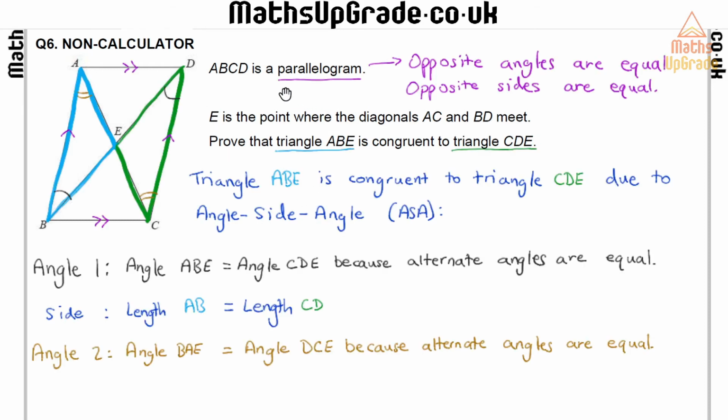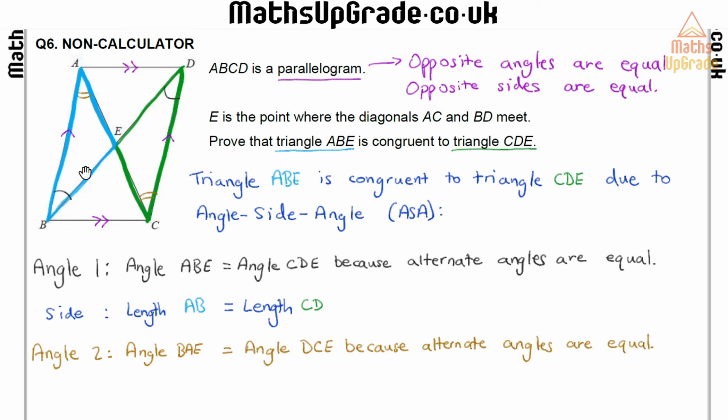Angle side angle. First of all, with a parallelogram, you know the opposite angles are equal and opposite sides are equal. So you need to make a note of that. So first of all, to prove the angle side angle rule, I'm going to prove the first angle, which is the angle ABE. This angle here is equal to angle CDE, and because alternate angles are equal, and these are parallel lines cut by this transversal, these two angles are equal.